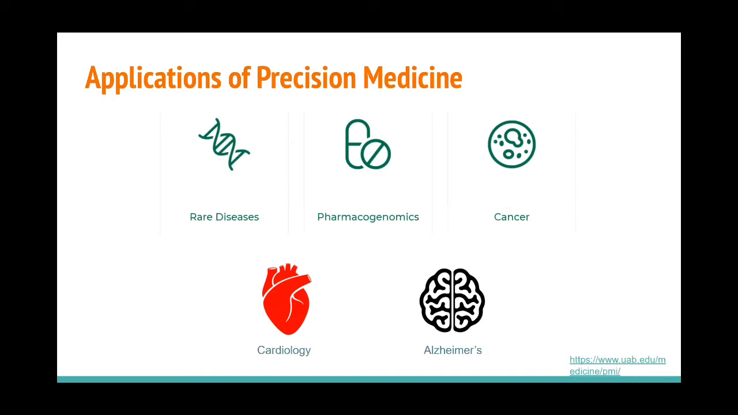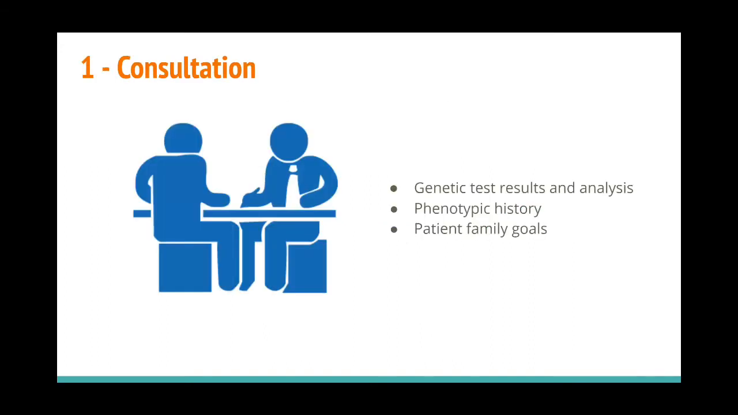Some main applications for precision medicine are rare diseases, pharmacogenomics, and cancer. Some minor focuses also include cardiology and Alzheimer's disease and dementia. The following slides will also explain precision medicine in practice. This example was given to us by the Institute of Precision Medicine at UAB.